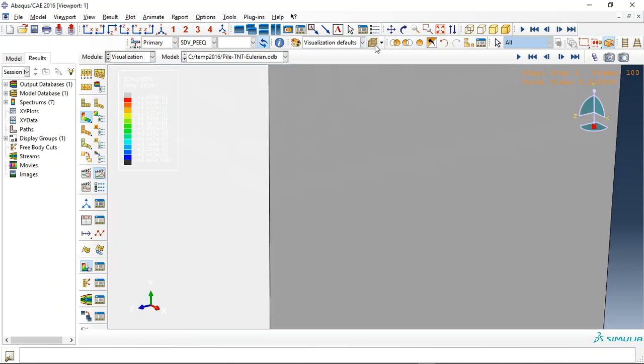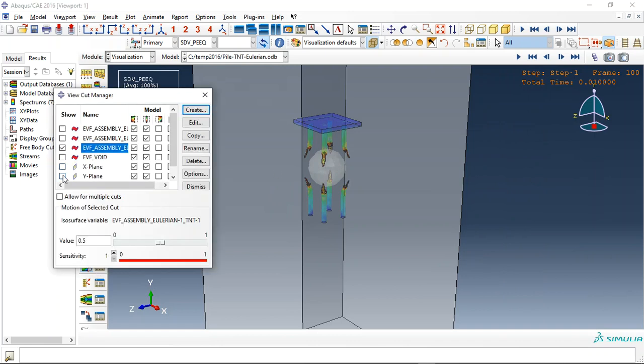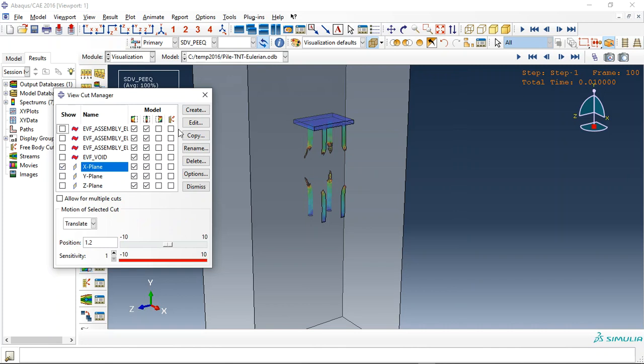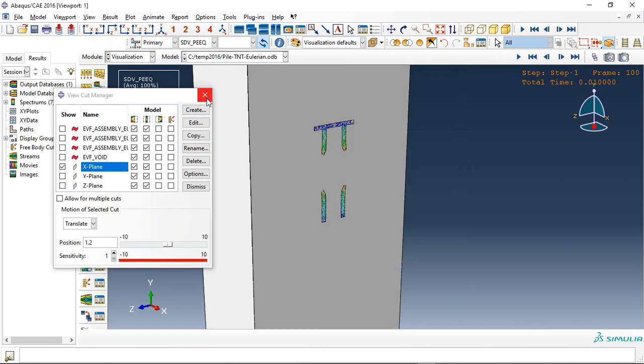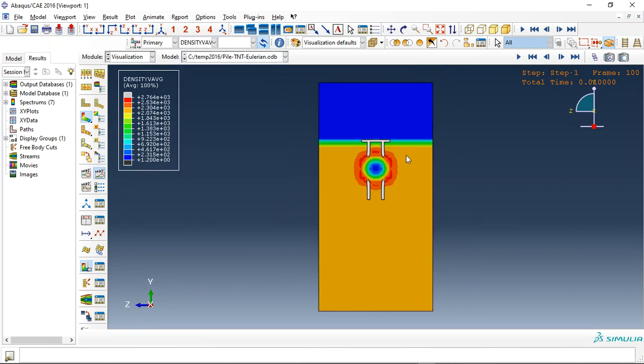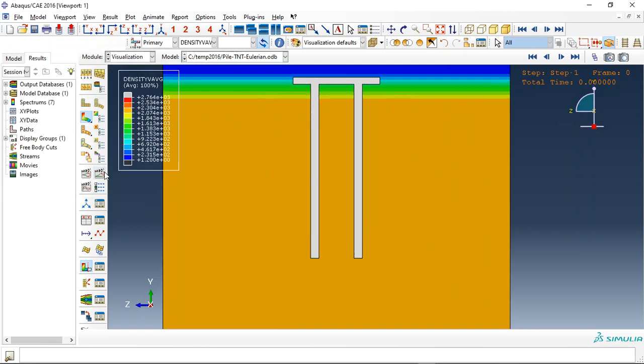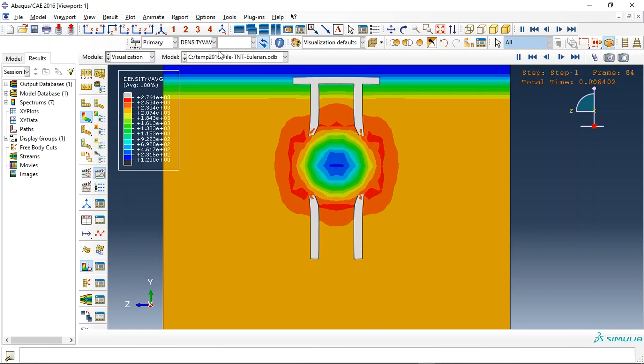And also we can check the TNT expansion here, and in this direction we can check the density. See, the density of the explosion here is a soil. See, click on animate. See, by expanding TNT expansion, the soil density increases because it is compacted.